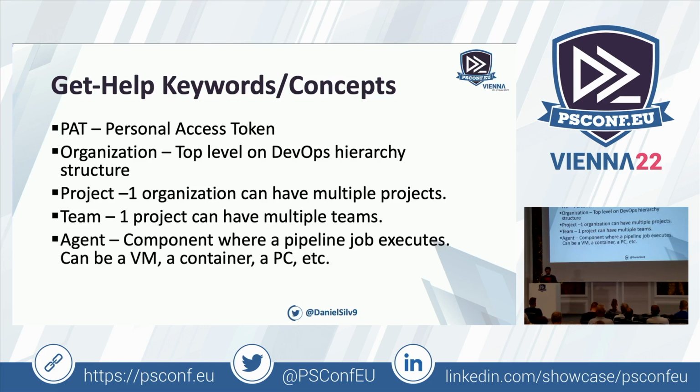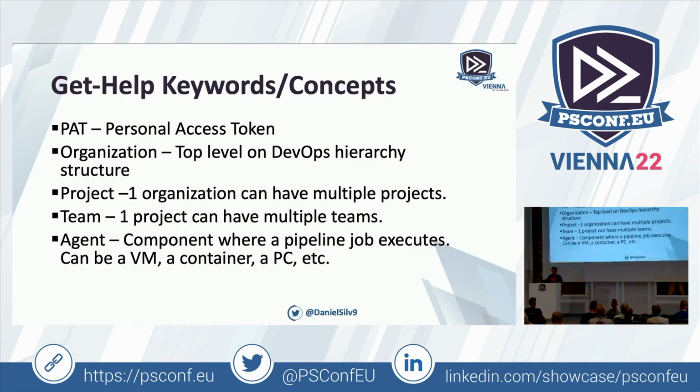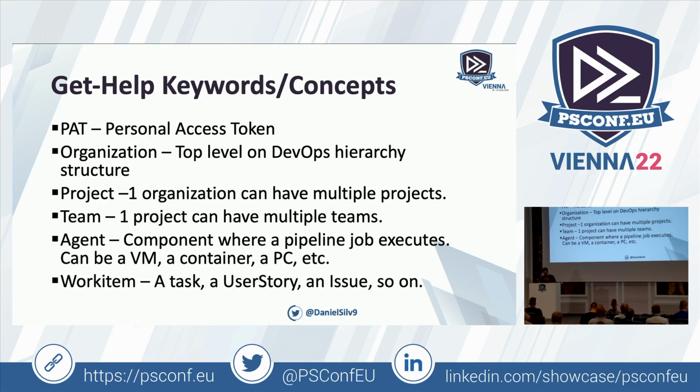There is also the concept of an agent. When you run a pipeline, you usually run it within an agent. An agent can run within a VM, can be an old computer, can be a container, and anything like that. Last but not least, there's the concept of a work item, which will be used on our boards. A work item is a generic name for what is usually a task, a user story, an issue, or an epic. Those are the different names that can be used with different methodologies.